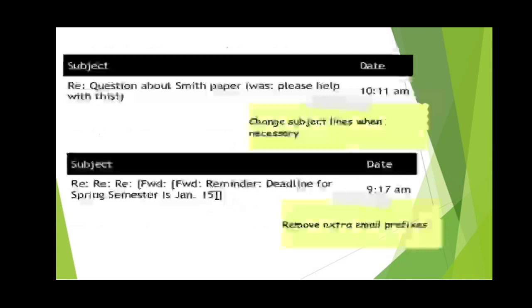Here I have also given you a few examples of subject lines, how a subject line should be, what you have to add, and what you have to avoid.